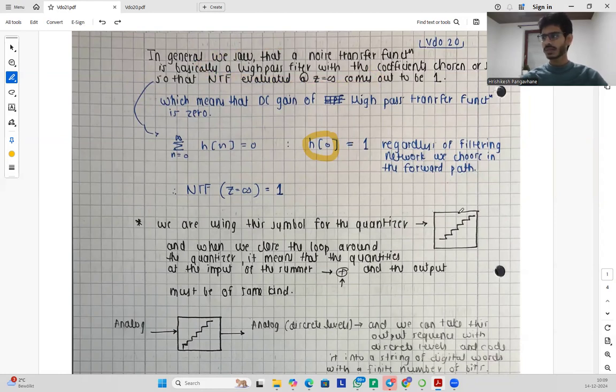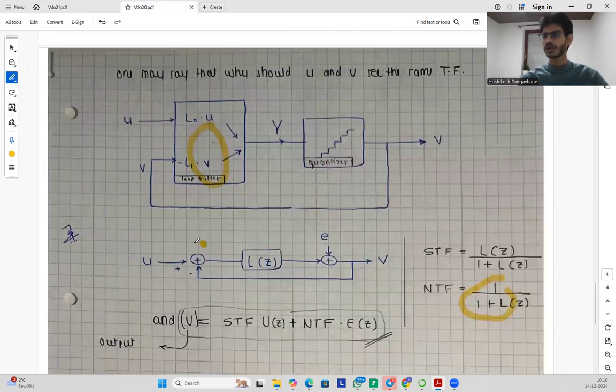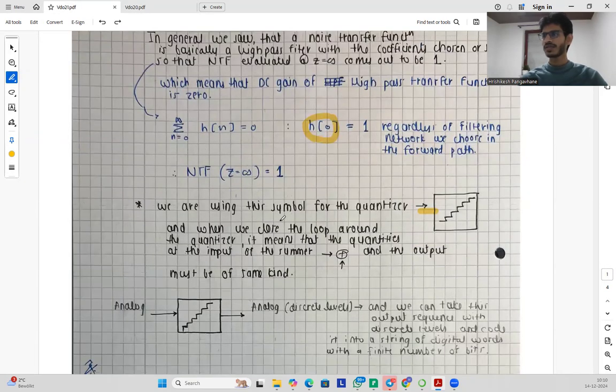So we are using this symbol for the quantizer, and when we close the loop around the quantizer, it means that the quantizer quantizes the input of the summer. So we have our summer over here, I'm talking about this summer. Basically, when we close the loop around the quantizer, the input of the summer and the output of the summer must be of the same kind, either analog or digital. They should not be one analog and one digital.